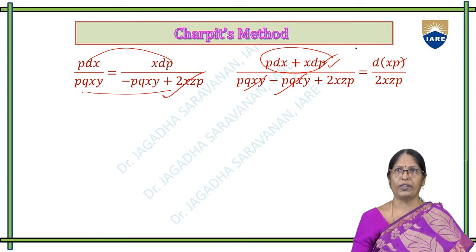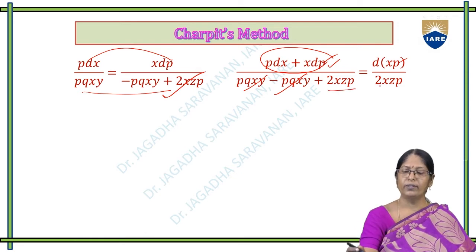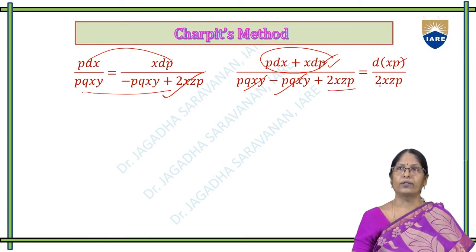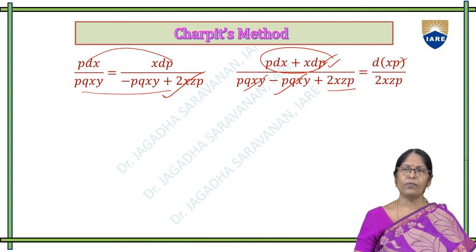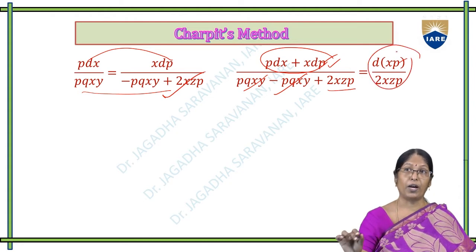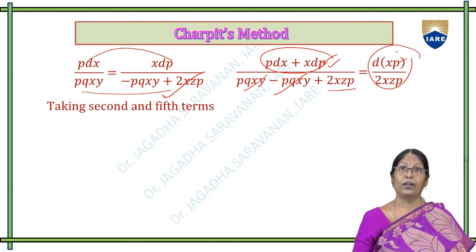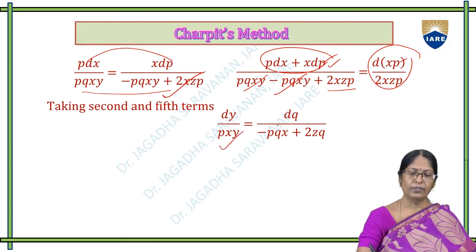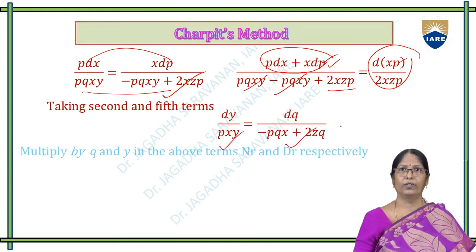We can cross check it. This down is 2xzp. So the first and third member we have taken, one result we obtained. Next, the second and fifth members we are taking. That is, this is the second member, this is the fifth member.